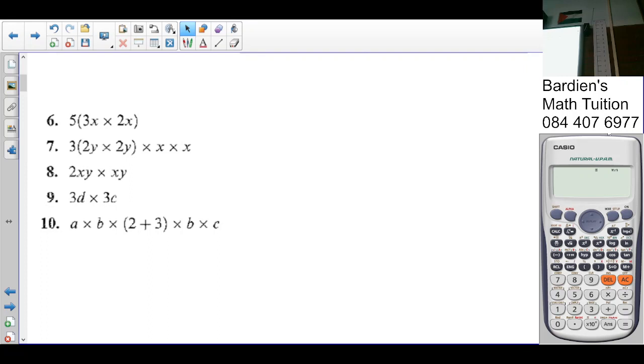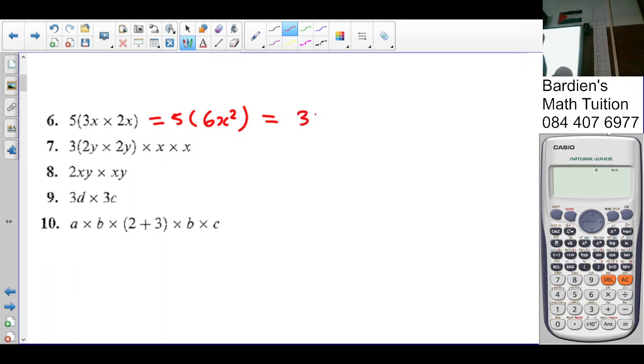Number 6. According to BODMAS, brackets must be done first. So it's 5 times, what is 3x times 2x? 6x squared. Not the O, it's an x. 5 times 6x squared is 30x squared, which is correct. If you had gone from the sum straight into 30x squared, the answer would also have been correct.